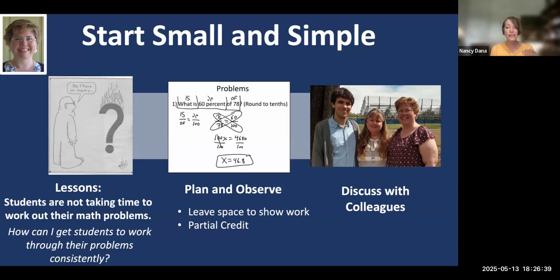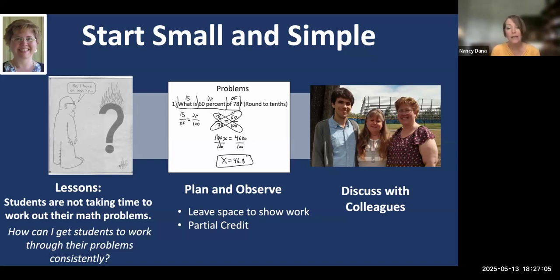And she knew that the state assessment at the time was multiple choice. She was frustrated because she couldn't get her students to use scrap paper and actually work through the problems before they selected the multiple choice answer. So her question was, how can I get students to work through their problems consistently?